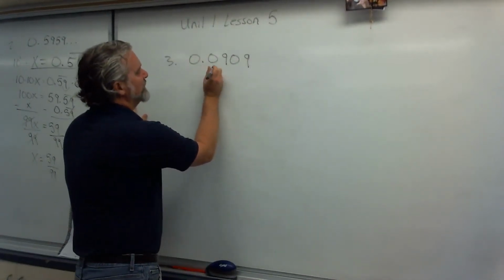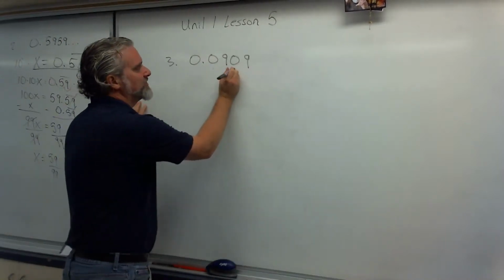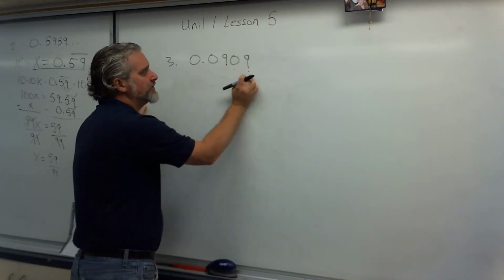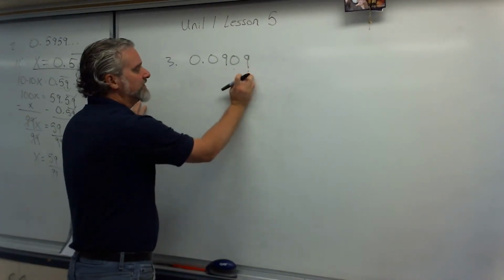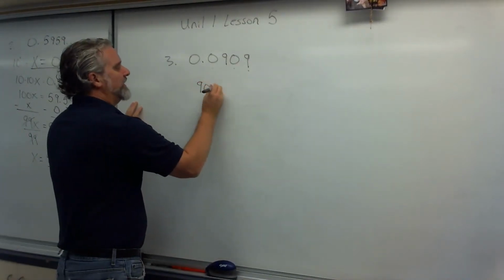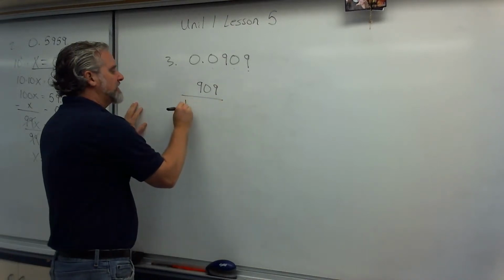Okay. So this is the tenths place. This is the hundredths place. This is the thousandths place. This is the 10,000ths place. The fourth digit to the right of the decimal point. This is the 10,000ths place. So I'm going to write 909 over that place, 10,000.